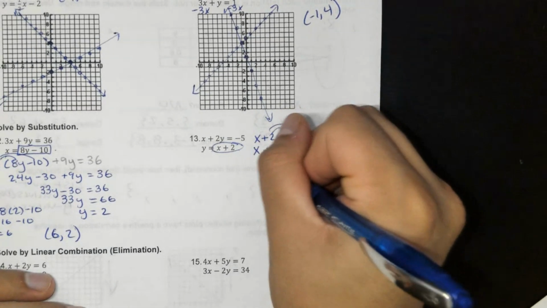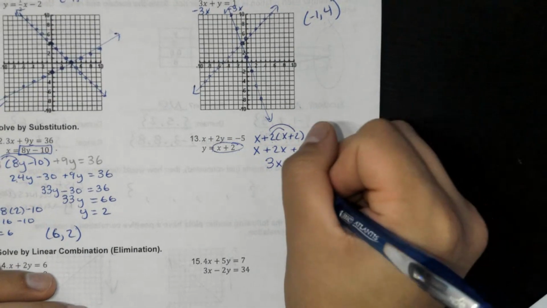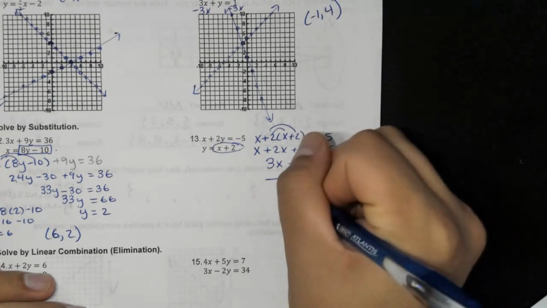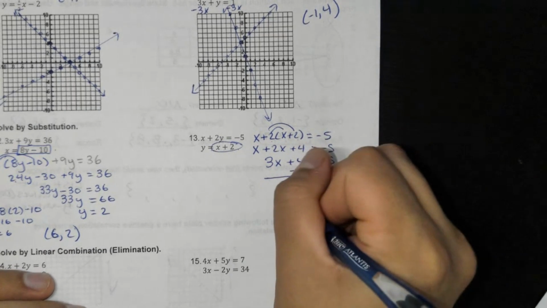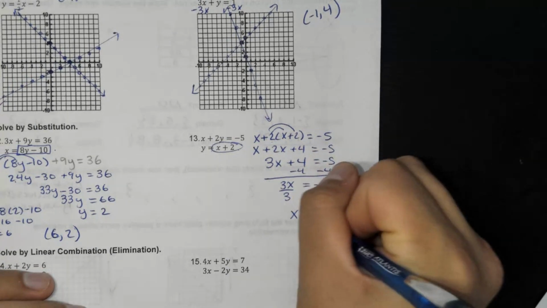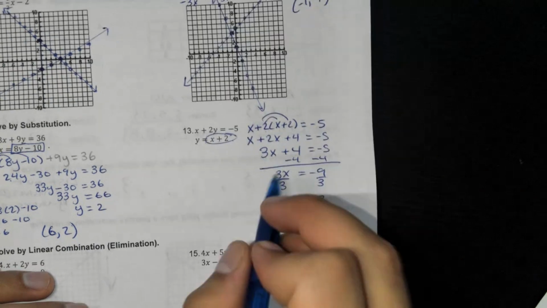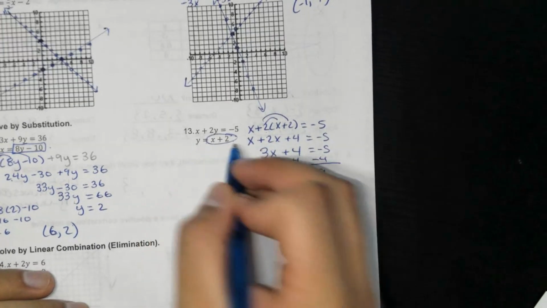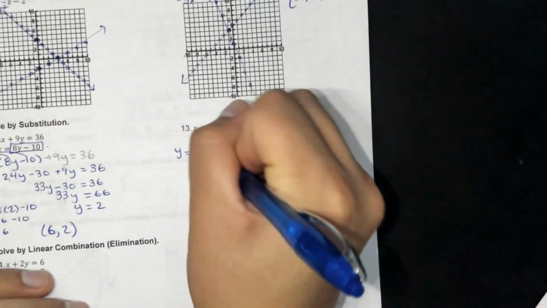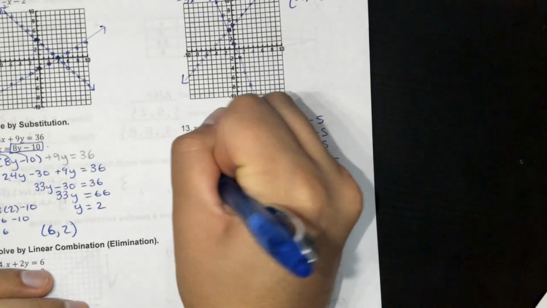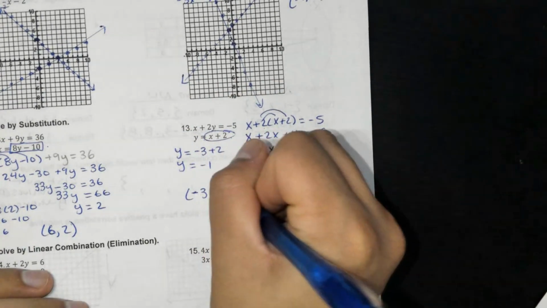Combine your like terms, we get 3x plus 4 equals -5. Subtract the 4, we get 3x equals -9. Then divide by 3, x equals -3. Now we're going to use this -3 to find the y. So we know y equals x plus 2. We know what x is, it's -3. So this is just y equals -3 plus 2, which is -1. So our solution here is -3, -1.